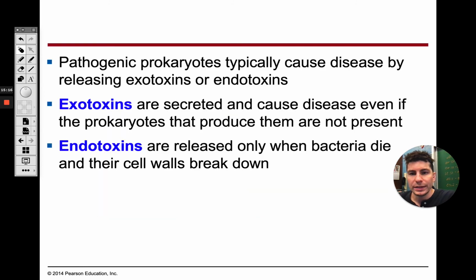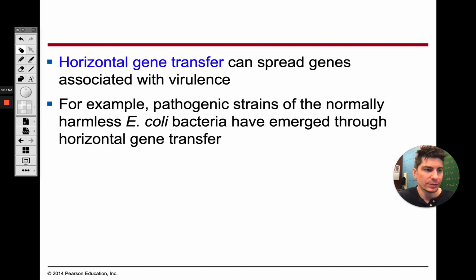All right, so with these bad bacteria, with these bad prokaryotes, we have two different categories. We have exotoxins and endotoxins. Exotoxins, they are released anywhere. So they will be released outside of the prokaryotic cell. And yeah, that's bad for us. Endotoxins, these are only going to be released inside of the bacteria when it dies. And it's going to be released inside the cell wall, and it's going to break that cell wall down.